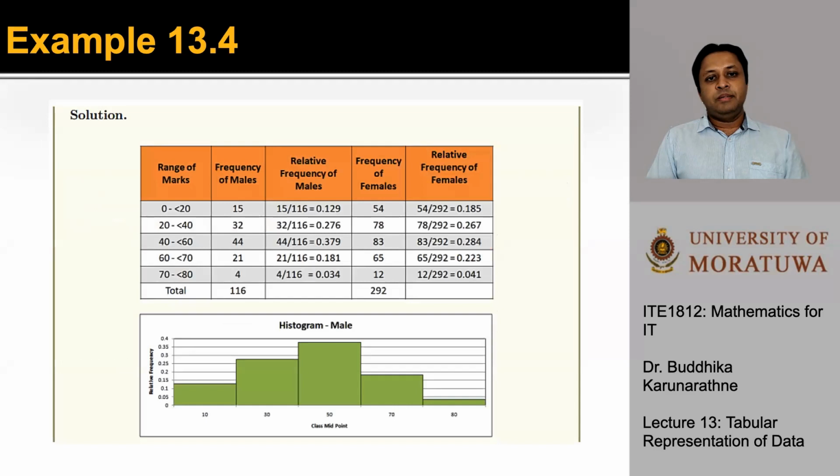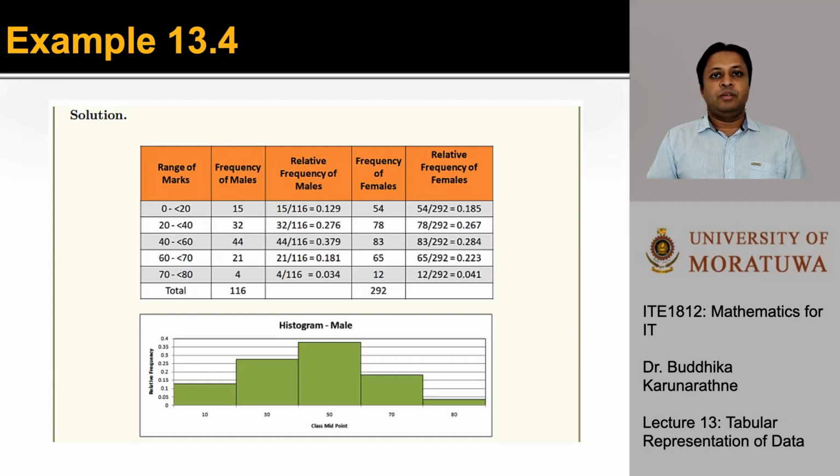So approaching the solution, you first have to calculate the relative frequencies for males and females separately. You are given the class ranges, different classes, starting from 0 to 20, 20 to 40, 40 to 60, and so on. The corresponding frequencies for males and females are also provided. So how do you calculate the relative frequency? You divide the frequency by the total number of occurrences.